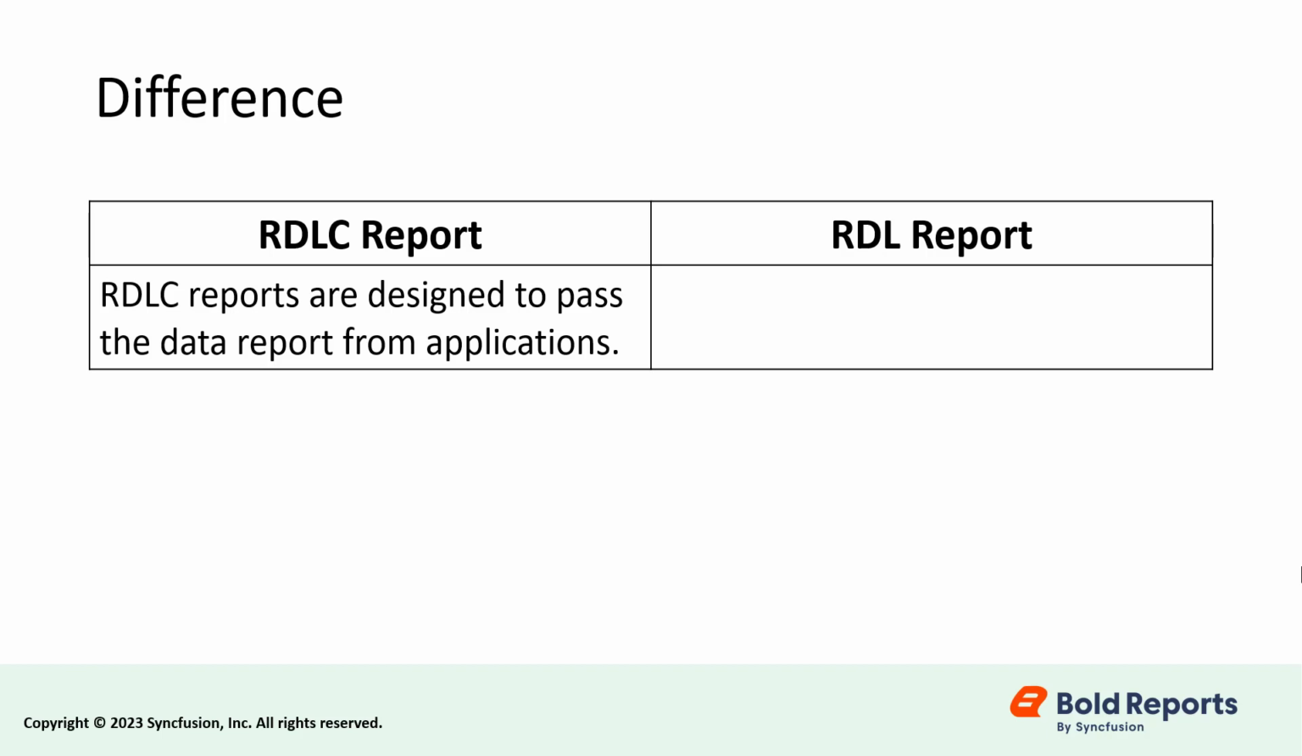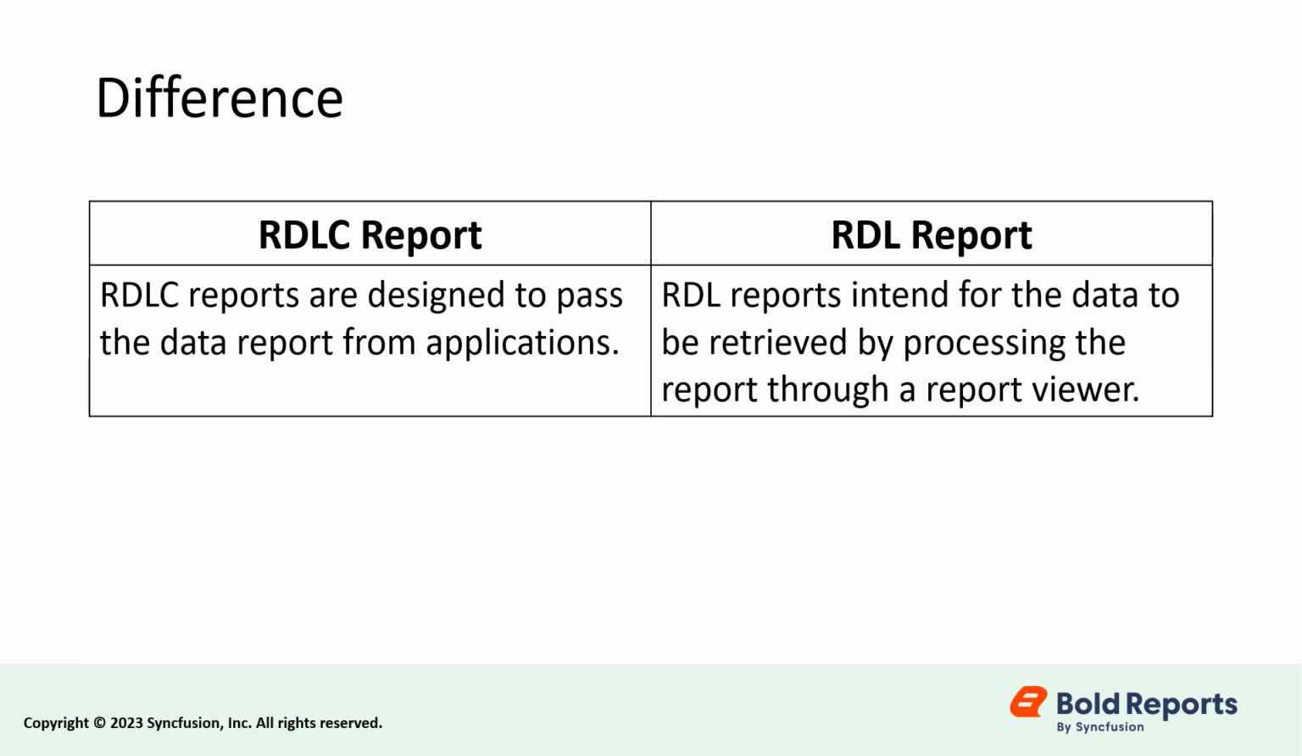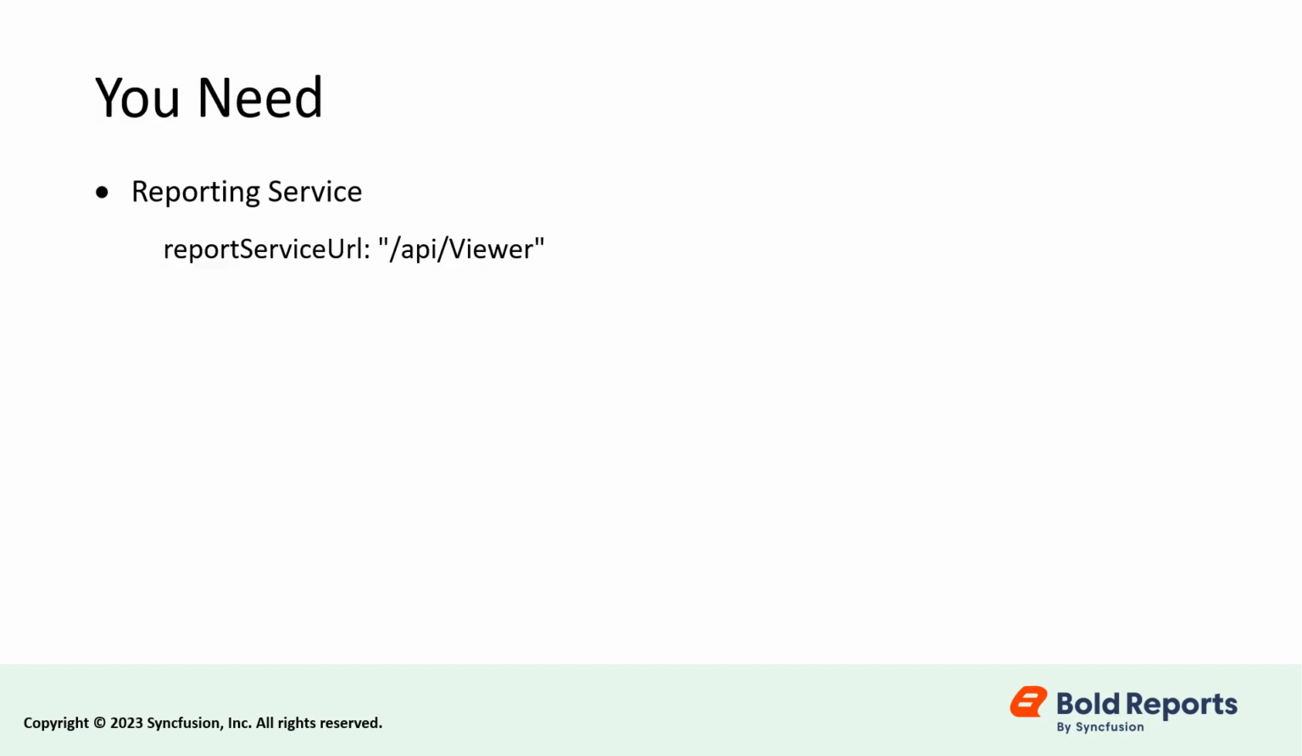The main difference between RDLC and RDL reports is that RDLC reports are designed to pass the data report from applications. RDL reports, on the other hand, intend for the data to be retrieved by processing the report through a report viewer. We need to set 4 items to render an RDLC report in the React report viewer.